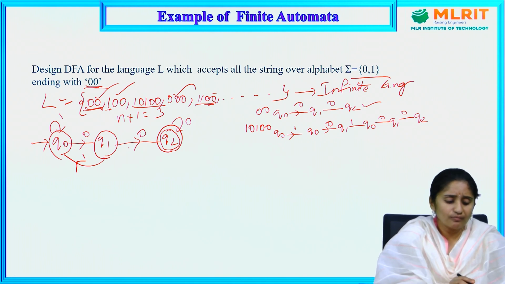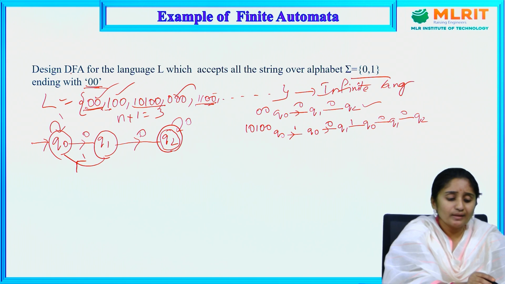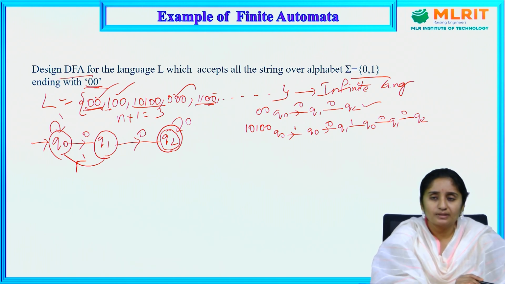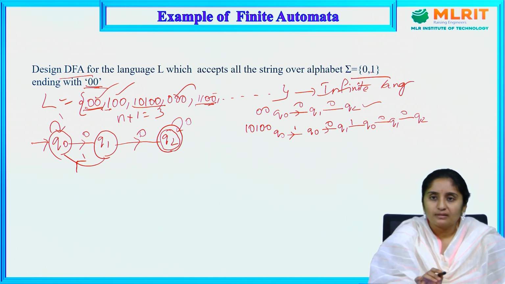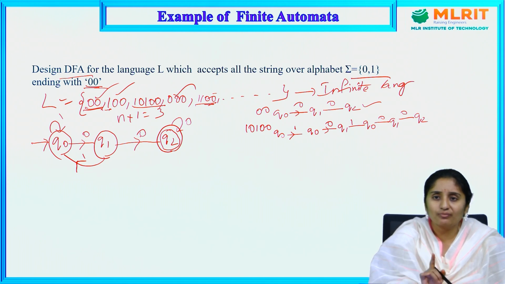So the next one I have, check whether it is satisfying my DFA. So what is the DFA condition? Every state should have the paths. How many inputs are there? That many paths should be there. At least one path should be there.